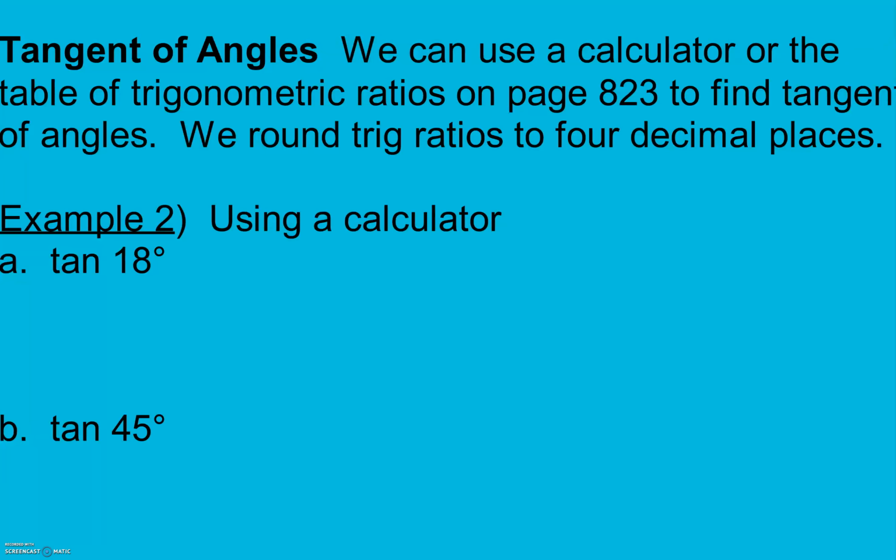So if you have a 2-line TI like we do up on the poster in our room, first thing we want to do is make sure that it says DEG. If you have a Casio, sometimes they just have a D.